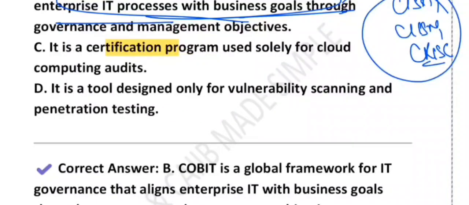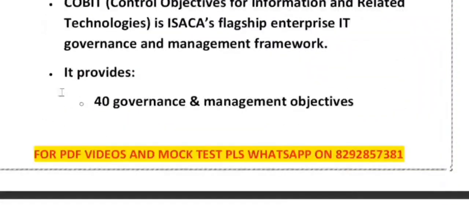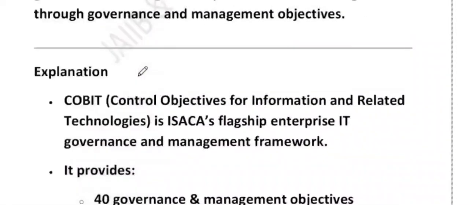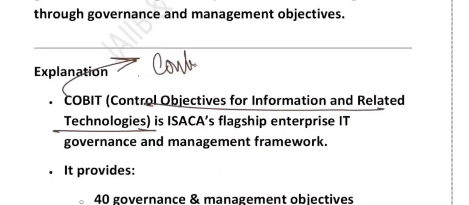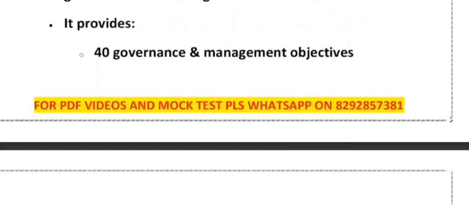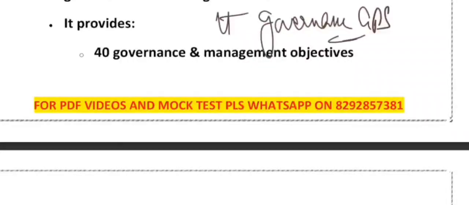So the final answer is option B. Yes, B is the correct one. Just remember one trick to remember COBIT, because a COBIT question is asked every year, so you must know what COBIT is. COBIT is Control Objectives for Information and Related Technology. So control plus business plus technology. This way you can remember. It helps control IT so that it supports the business. One more thing: COBIT is the IT governance GPS. This is what COBIT is all about.